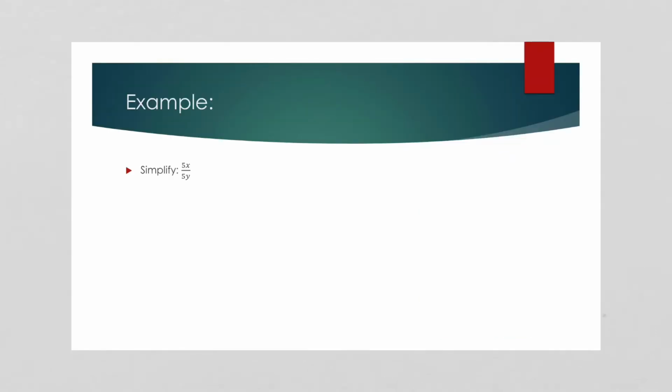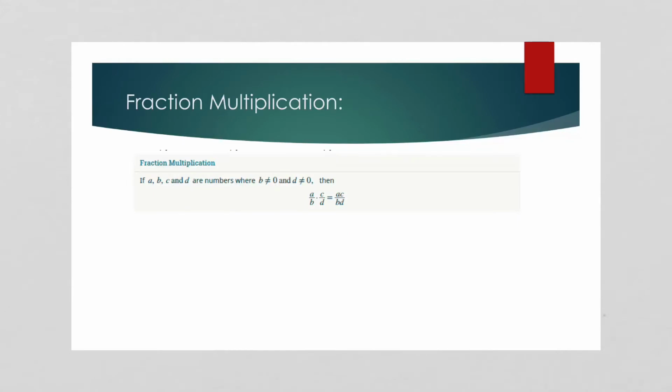Okay, so with algebra, you can't type into a calculator the x and the y. But what you can do is look at the term itself. So 5 times x over 5 times y. You are allowed to mark out like factors, and in this case, our like factors are the 5s. 5 divided by 5 is 1. So what I'm left with is x divided by y.